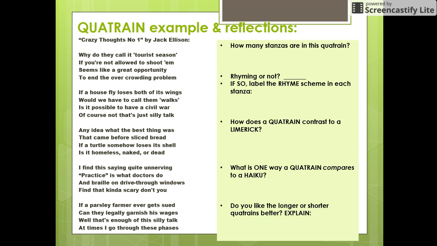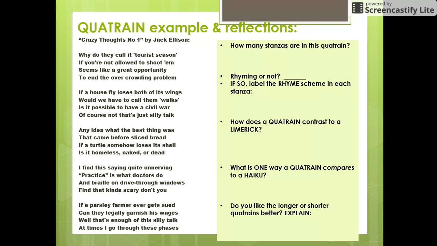What is one way a quatrain compares to a haiku? How is it similar? There's not a lot of similarities, but come up with at least one way a quatrain is similar to a haiku. And then just kind of reflect, do you like the longer or the shorter quatrains? You have examples of both on this one, and explain why. Which one would you rather read as a reader of poetry?